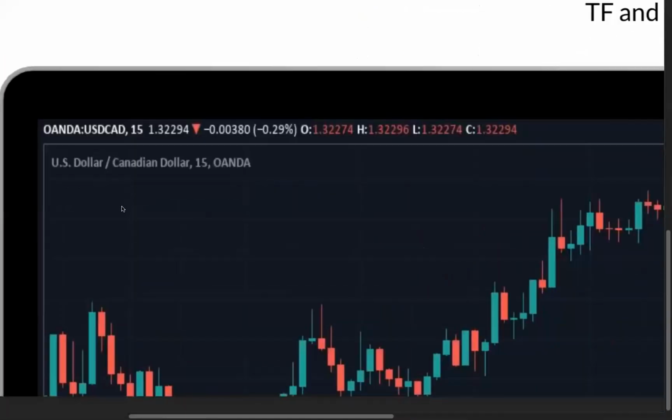You can see this is a USD Canadian dollar 15 minutes time frame chart. 15, you can see this. You can also see it here. Oanda is a broker, USD 15, telling you this is a 15 minutes chart. And what does that mean? This means each and every candle you see right here on this screen takes 15 minutes to form. Let's say this candle right here you're seeing started forming at 2 o'clock. By 2:15 it will finish its formation.